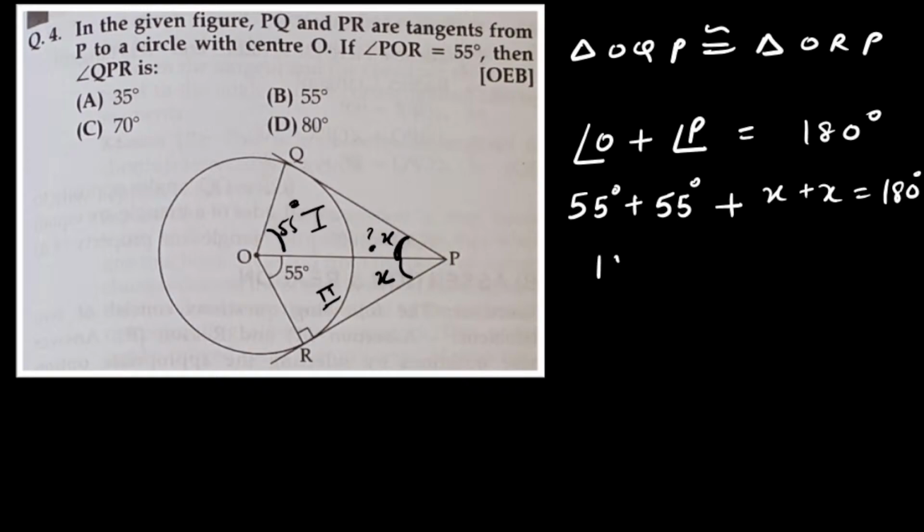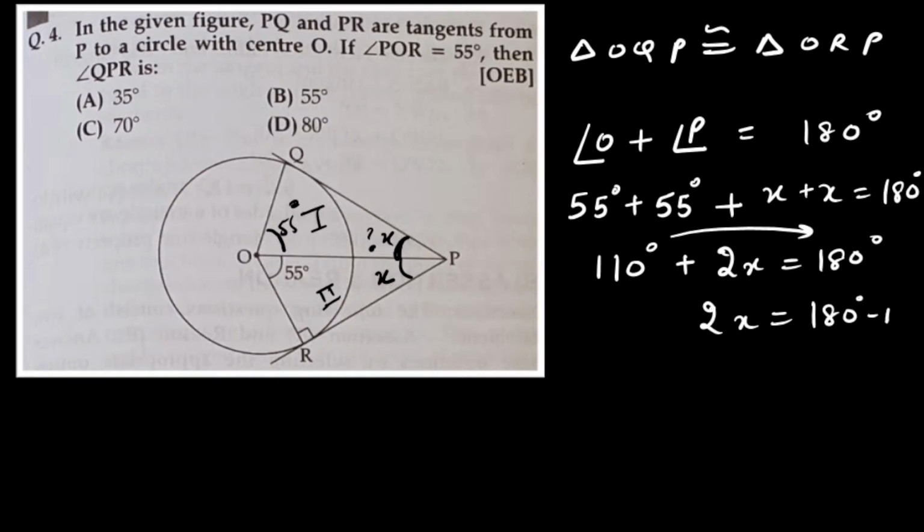So 55 plus 55 is 110, and x plus x is 2x, which is equal to 180 degrees. If we shift 110 to the other side, it is 180 minus 110, so 70 degrees. So x is equal to 70 by 2. x is equal to 35 degrees. We don't have to find both angles, only this angle, which I have assumed as x.